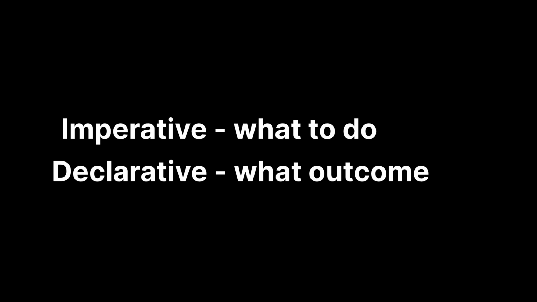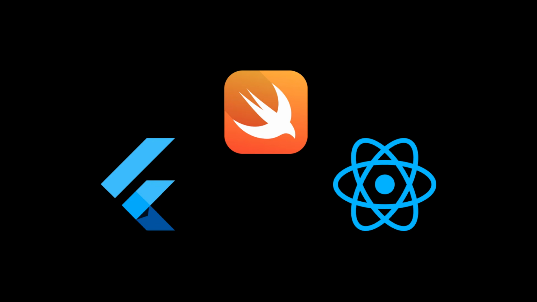So that's the key difference between imperative and declarative programming. With imperative programming, you tell the system what to do, step by step. While with declarative, you tell the system what outcome you want. Given the lighter cognitive load necessary to write declarative code, most modern frameworks are referred to as declarative UI frameworks.